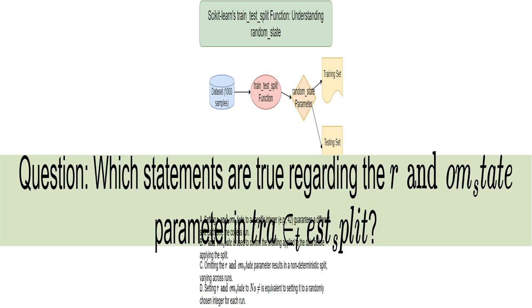Here's the core question, Vamsi. It asks you to identify which statements accurately describe the behavior of the random_state parameter when splitting data using train_test_split. We need to understand how it affects the randomness and reproducibility of the split.